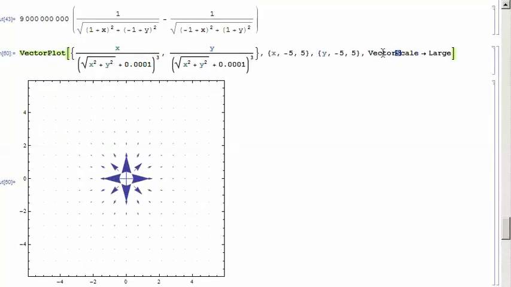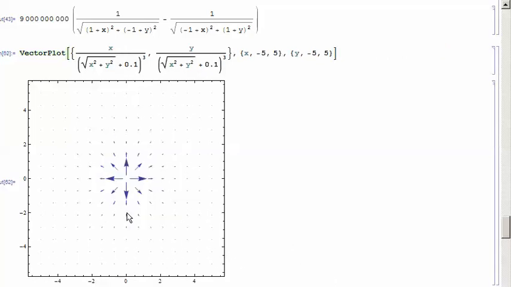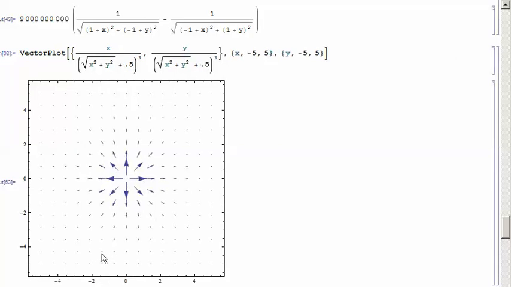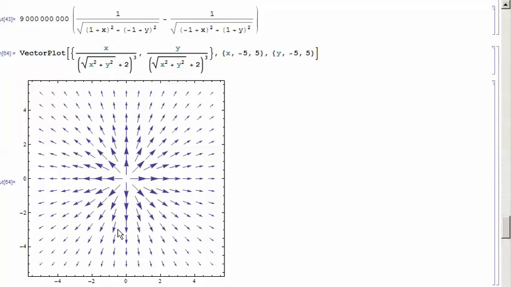There is a vector scale command. Right now that's not quite looking satisfactory to me. Here's a thought. If adding 0.0001 to the radius made it go from unusable to not very good, what would happen if I tried adding 0.1 or 0.5 or even 2 to the radius?